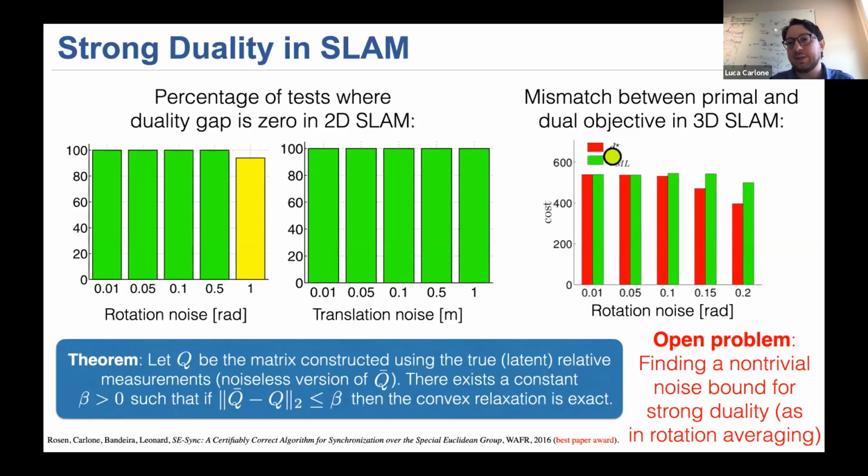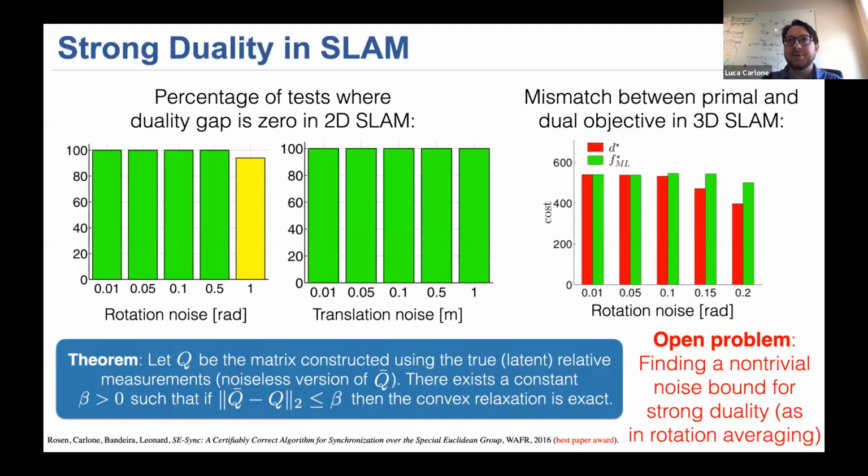So you can see here that I'm plotting the primal optimal objective and the dual for increasing levels of noise. And essentially strong duality starts breaking at 0.1 to 0.15 radians standard deviation on the rotation measurements. It's a big open problem which was partially addressed by the work with David Rosen back in 2016. The problem is about finding a non-trivial noise bound for strong duality.